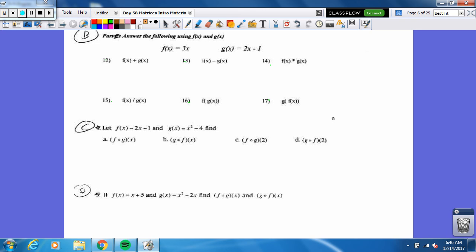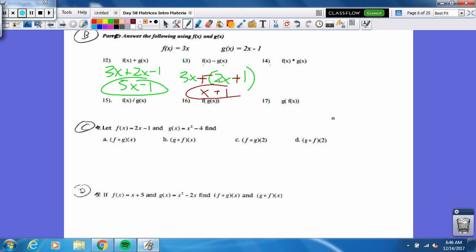Alright, welcome back. Let's see if you got it. 3x plus 2x minus 1, that would be 5x minus 1. Hopefully you got that. Next, number 13, f of x minus g of x. That's 3x minus 2x minus 1. Change the sign, positive 2x becomes a negative 2x, and negative 1 becomes a positive 1. So 3x minus 2x is x plus 1 for that one. Okay, next, f of x times g of x. That would be distributive property.